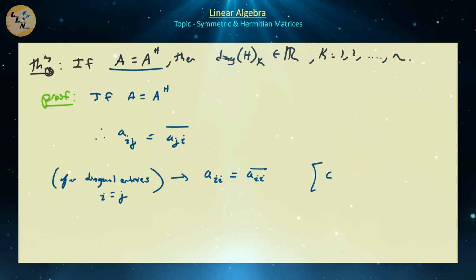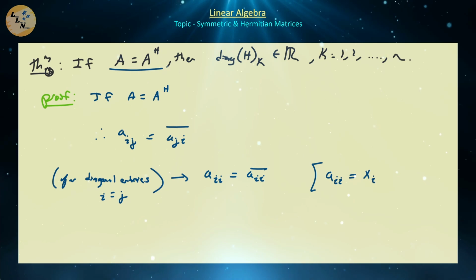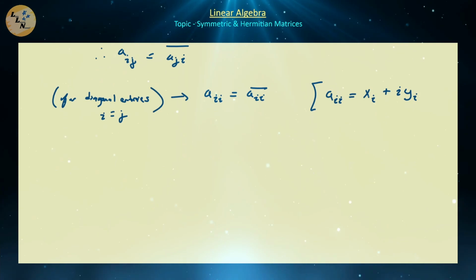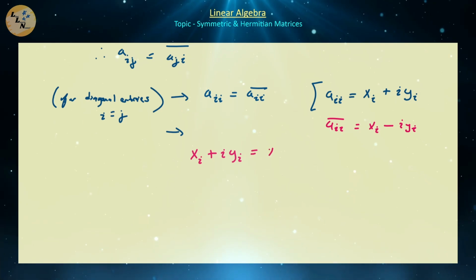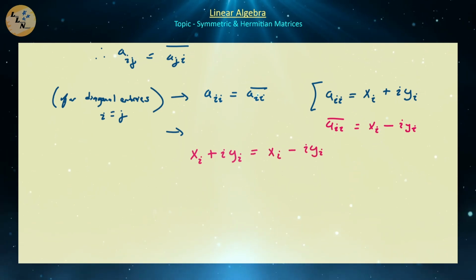So let's actually define a_ii to be equal to the real part plus i times the imaginary part, right? And here the subscript i is not the complex number i. So once we do that, we're going to have what? The conjugate of a_ii is going to be equal to x_i minus i y_i, right? So if those two are equal, what does that give us? That means x_i, the real part of the diagonal entry, plus i times the imaginary part of the diagonal entry must be equal to the real part minus i times the imaginary part.